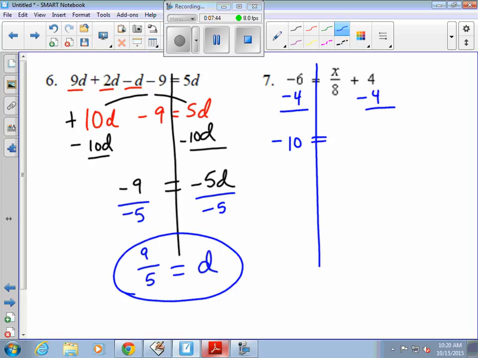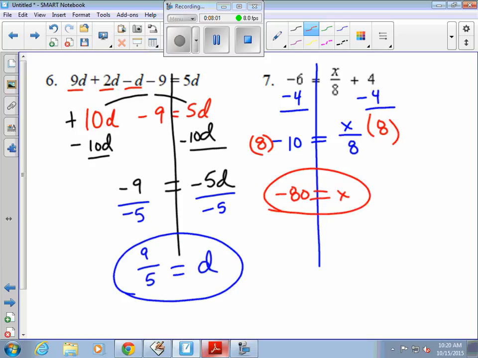It's equal to, it still says x over 8, which means x divided by 8. Cancel out divide by 8 by multiplying by 8. If you do it to the right, do it to the left. 8 times negative 10, a positive times a negative is a negative. 8 times 10 is 80, is equal to x.